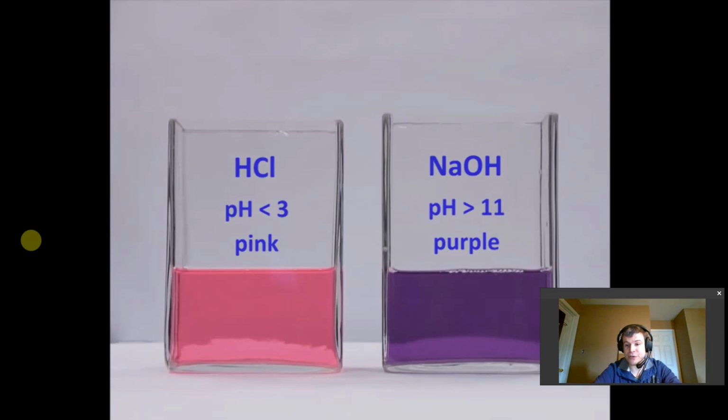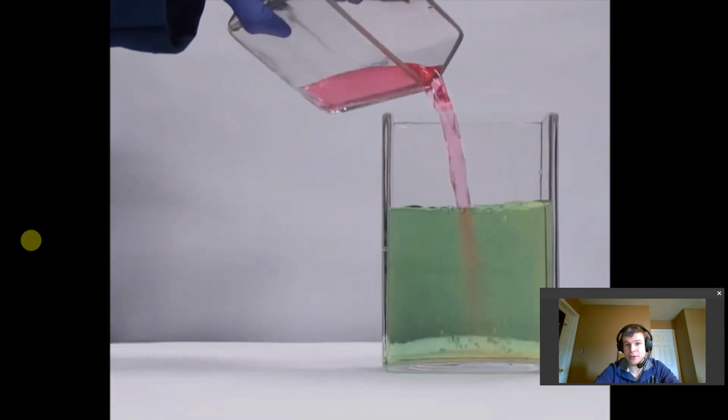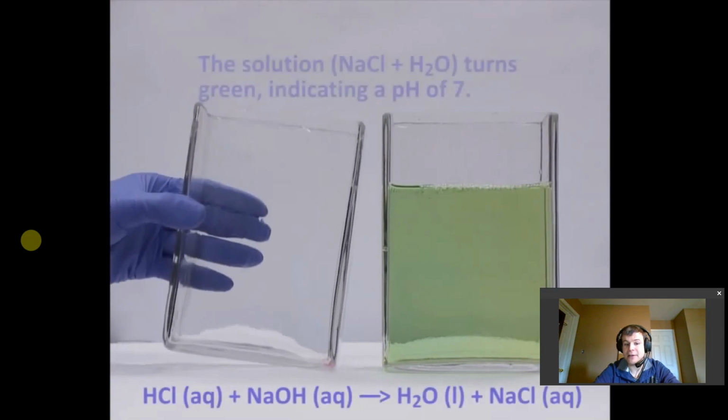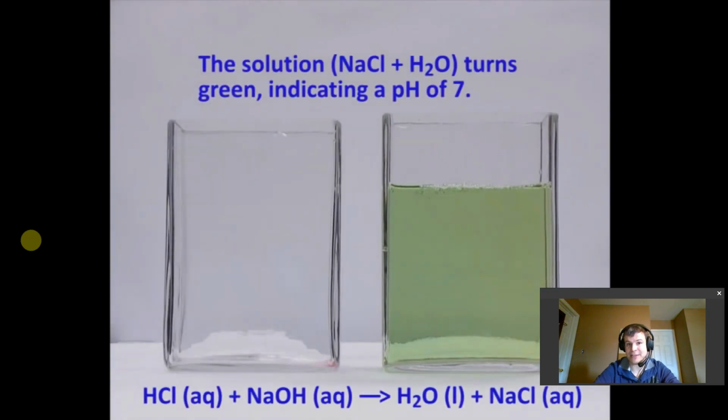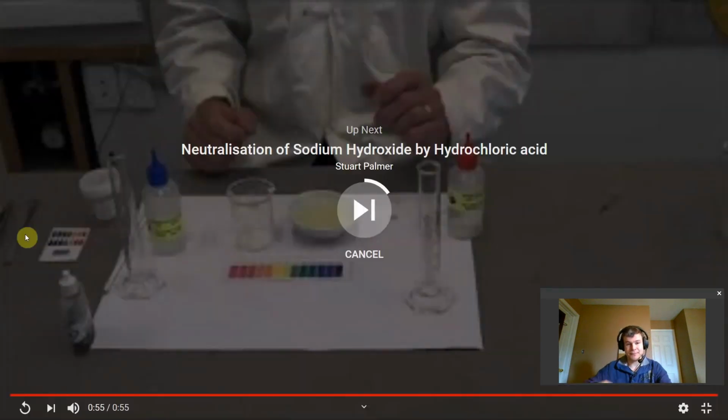And that's what universal indicator does. Strong acids are pink, strong bases are blue. But notice now when he mixes the two together, the indicator goes back to green, back to neutral. So mixing the hydrochloric acid and the sodium hydroxide causes a neutralization reaction.